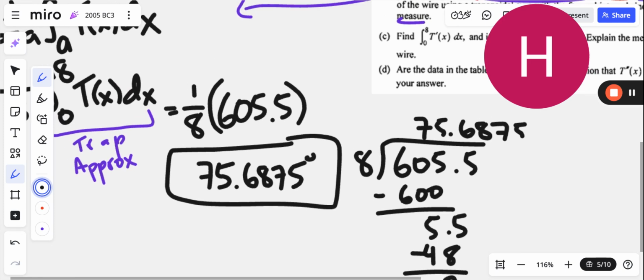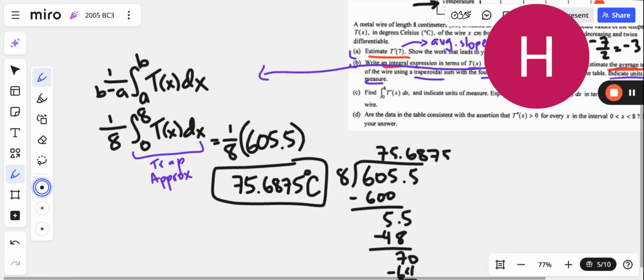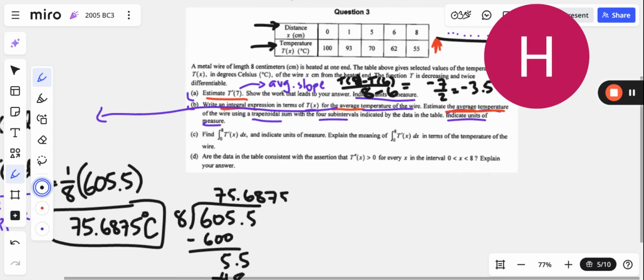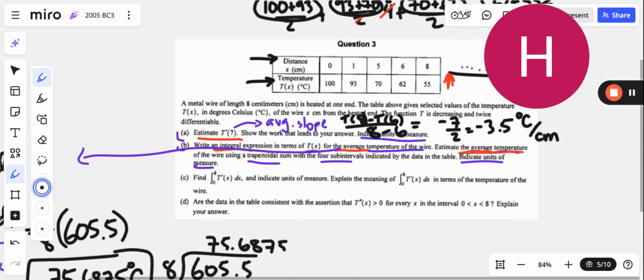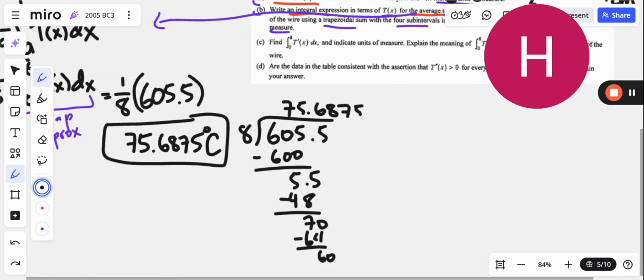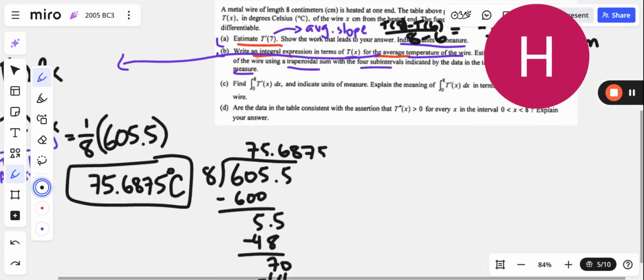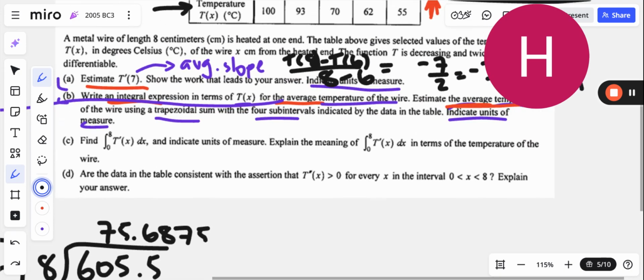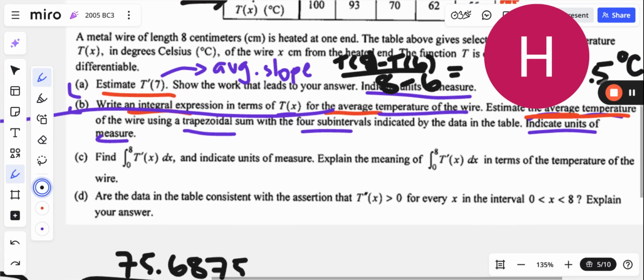So what this is, it's an average temperature across the wire. Does it say to interpret what it is? Not really, but that is what it is. It means that the average temperature on the wire, obviously it's hotter where it's getting heated, and it's less hot on the side where it's not getting heated. But the average temperature is 75.6875 degrees Celsius. That's the units of measure.